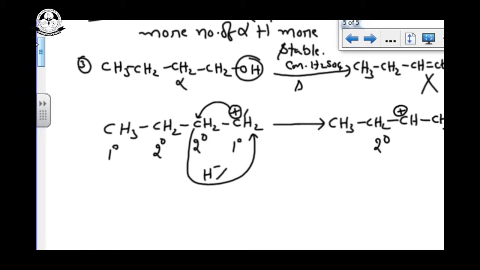Now this is a secondary carbocation. Secondary carbocation is more stable than primary carbocation. Now you can remove the hydrogens as per the Saytzeff rule. This is the carbocation, and this is the alpha carbon. What is the Saytzeff rule? Hydrogen can be removed from the alpha carbon containing fewer hydrogens. Now the answer is CH3, CH, double bond, CH, CH3. So this is the correct answer.